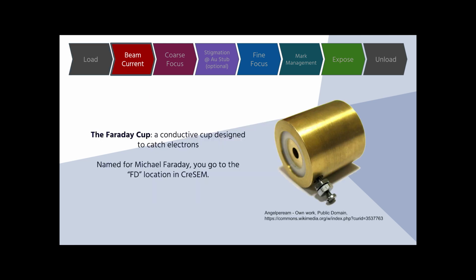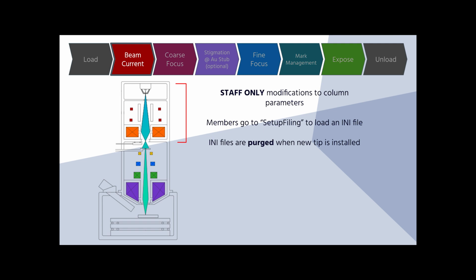After loading your sample, the next step is to go and set the beam current that you need for your rate. To do this, we will go to the Faraday cup. This location is labeled FD for Faraday in the CRESSEM software. If you are on the Crestek 130 kV system, you may need to load an INI file to get your desired beam current. In CRESSEM, go to Setup Filing and then Read to load an appropriate INI file, which are parameter files with various hardware settings.